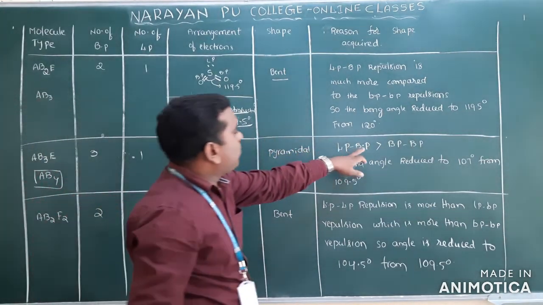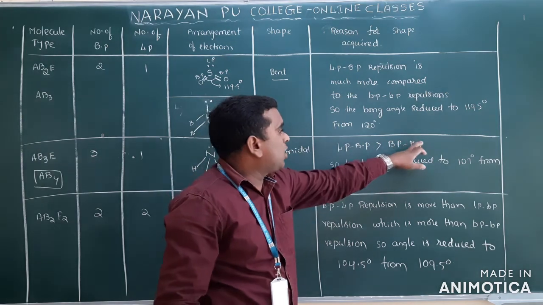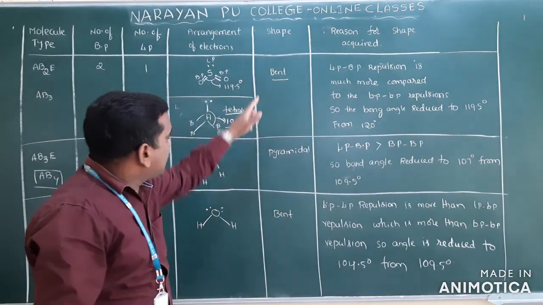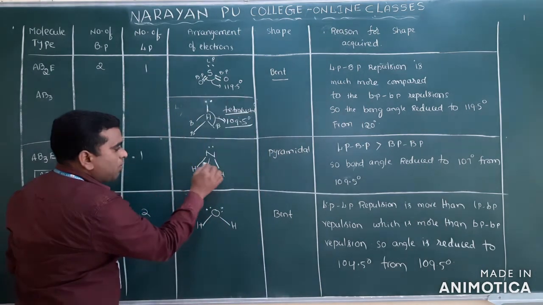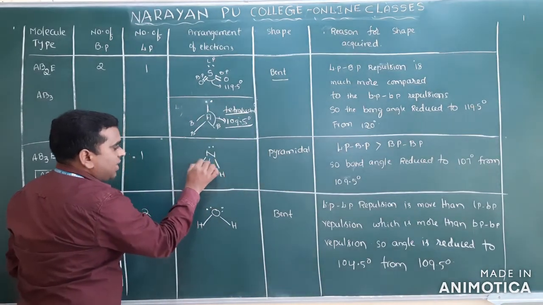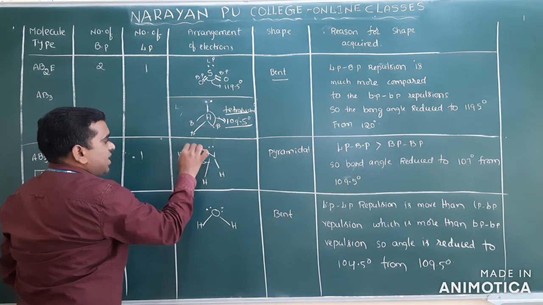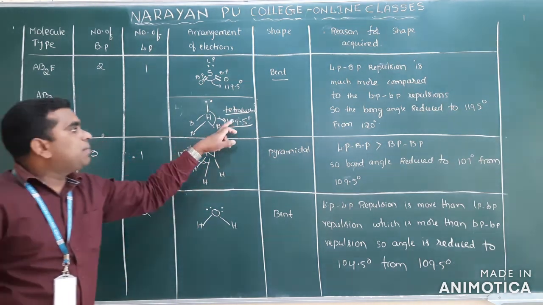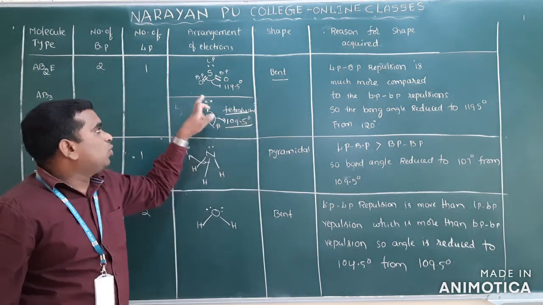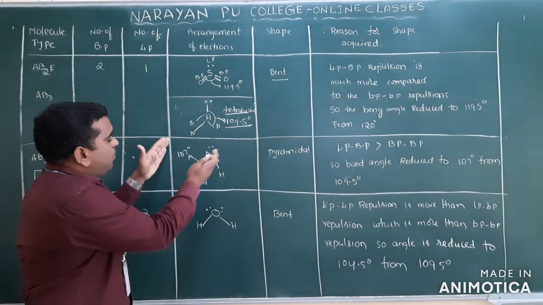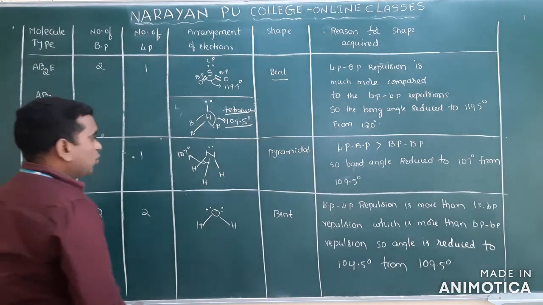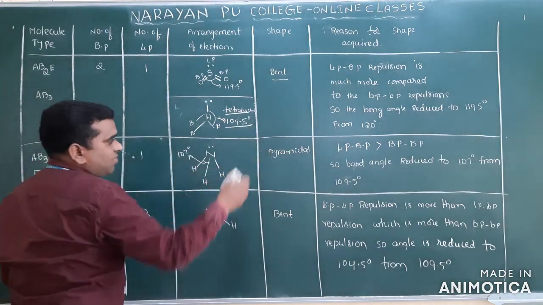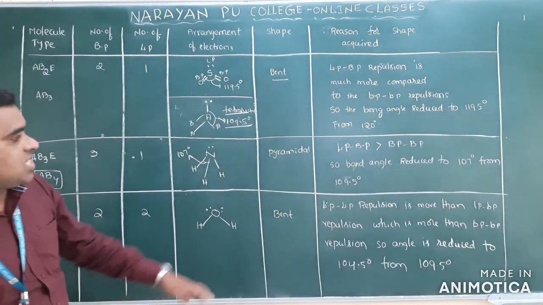Why does the molecule acquire this pyramidal shape? Because lone pair-bond pair repulsions are greater than bond pair-bond pair repulsions. So the bond angle is reduced. If you take any bond angle here, it is 107 degrees. Actually, what should the bond angle be here? 109.5, but due to this lone pair, the bond angle is reduced from 109.5 degrees to 107 degrees, and the molecule acquires pyramidal shape.